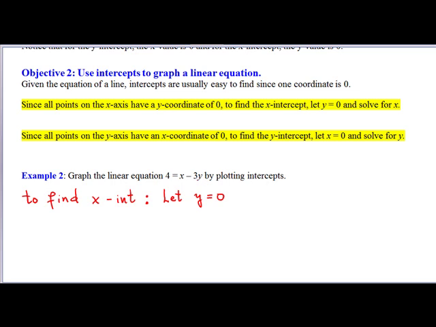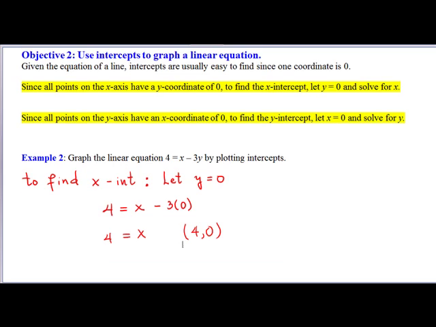So I replace y with 0. So I have 4 equal to x minus 3 times 0. Now 0 times a number is 0, so we have 4 equal to x. So the x-intercept will be the point where y is 0 and x is 4. So right here is our x-intercept.